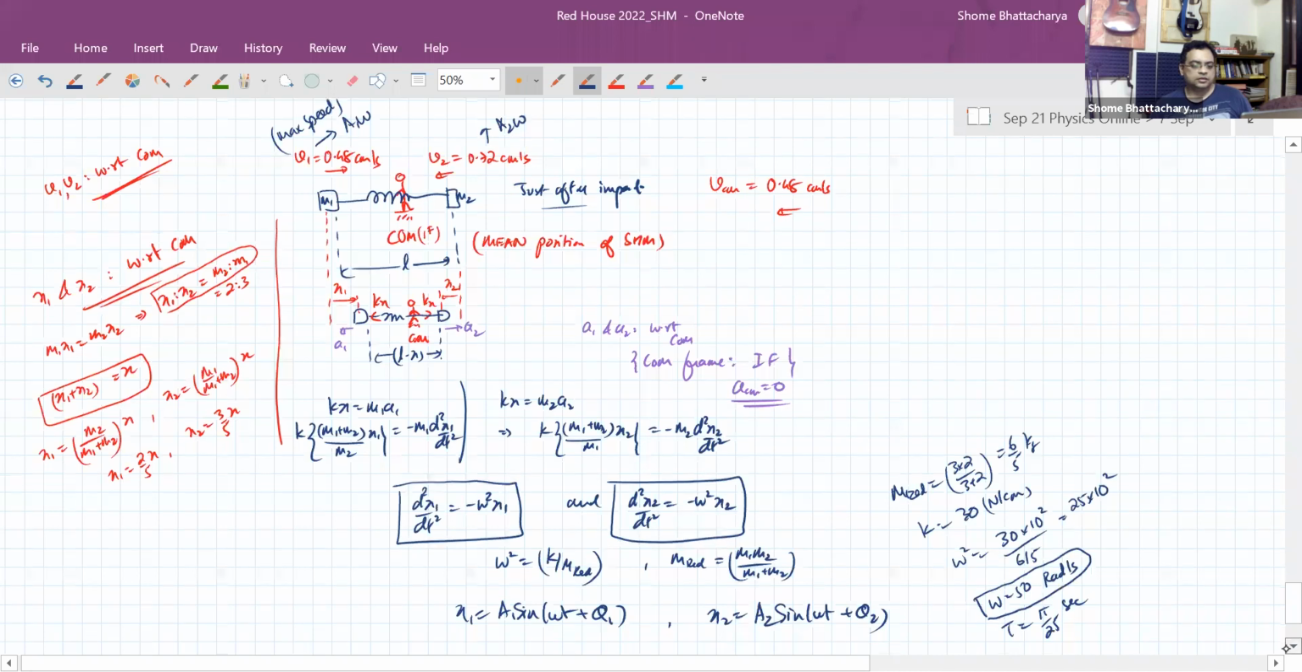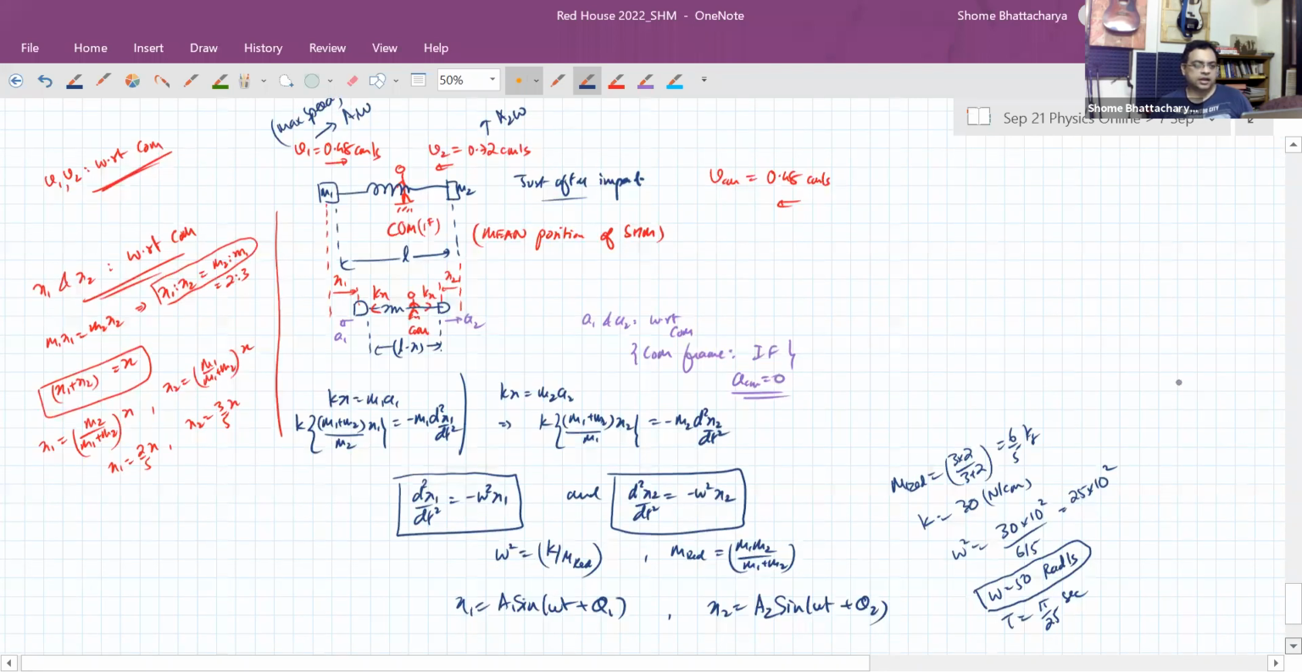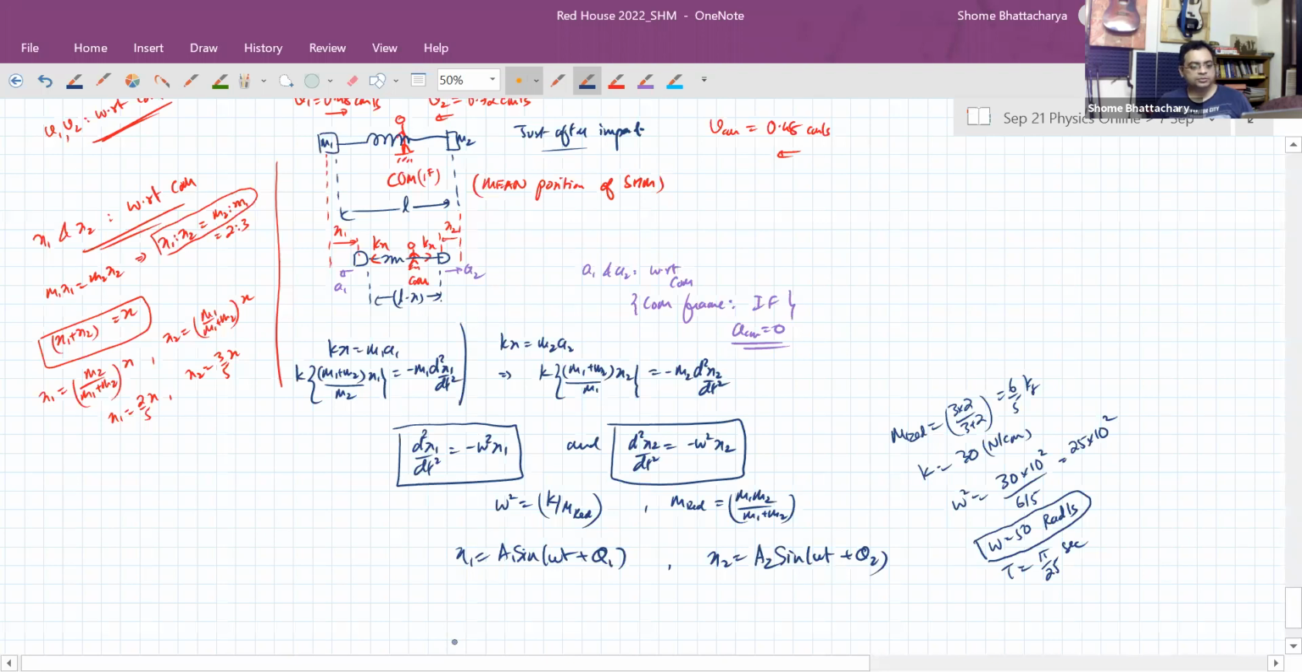Now we can also see that at t equal to 0, it started from mean position. So x1 was 0, and x2 at 0 was also 0. So phi 1 is equal to 0, phi 2 is also equal to 0.